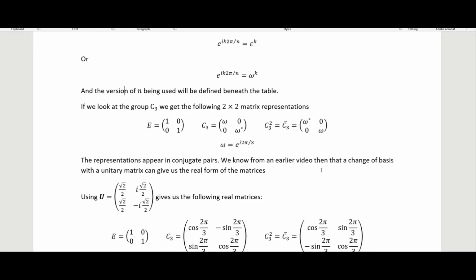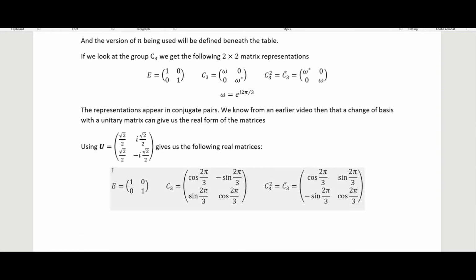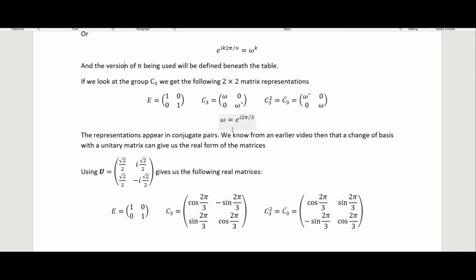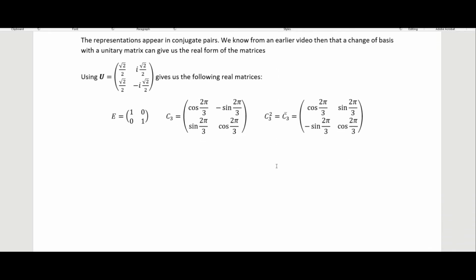We know from an earlier video that a change of basis with a unitary matrix can give us the real form of these matrices. So we have our unitary matrix like this, and we could conjugate with that on each of these, and we would get these real valued matrices here. So that is something you can do. That's how you can convert between the imaginary and the real versions.